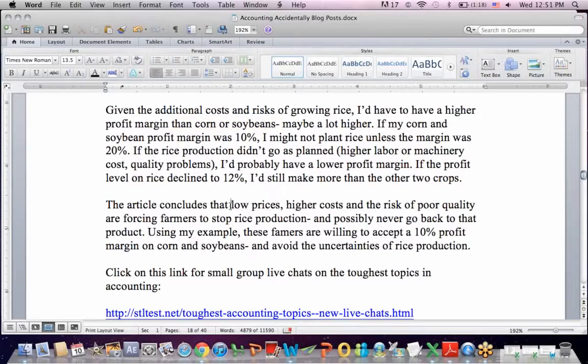But the article concludes that lower prices, higher costs, and the risk of poor quality are not only forcing farmers to stop rice production, but the possibility that they'll never go back to it. Now, if that happens often enough, obviously, the production goes way down, the supply goes way down, and prices at some point are going to go back up. The question is, will they go up enough to encourage a farmer to get back into rice production?